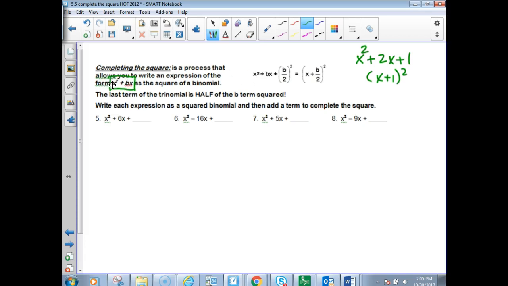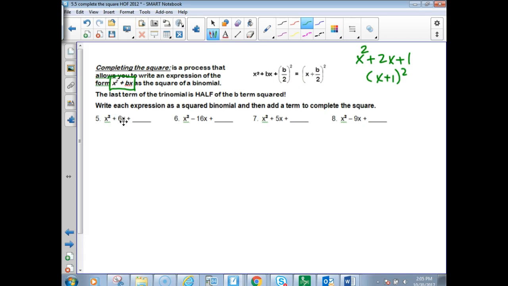You need to have a coefficient of 1 on the x squared term. You take half the b value and square it, and that goes at the end. Okay? And then it will factor to x plus half of b quantity squared.